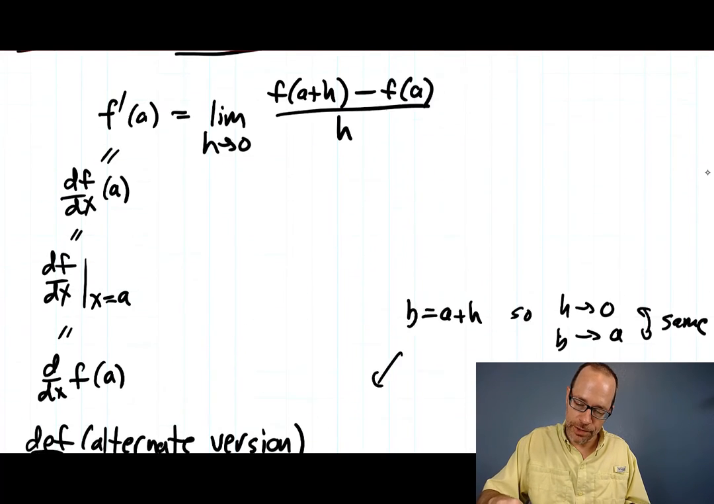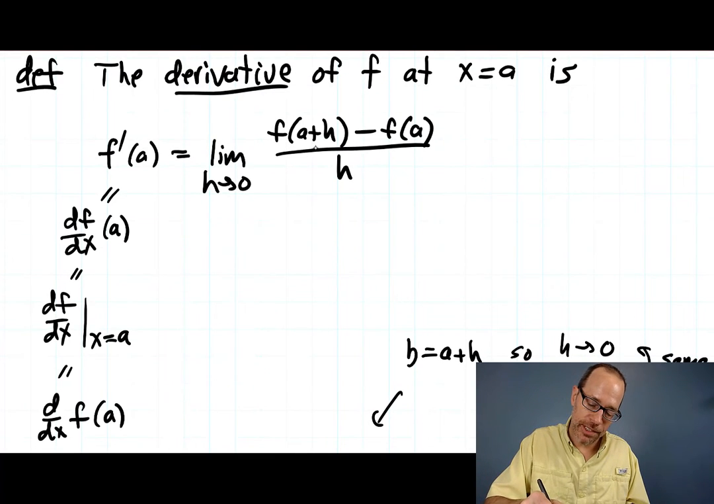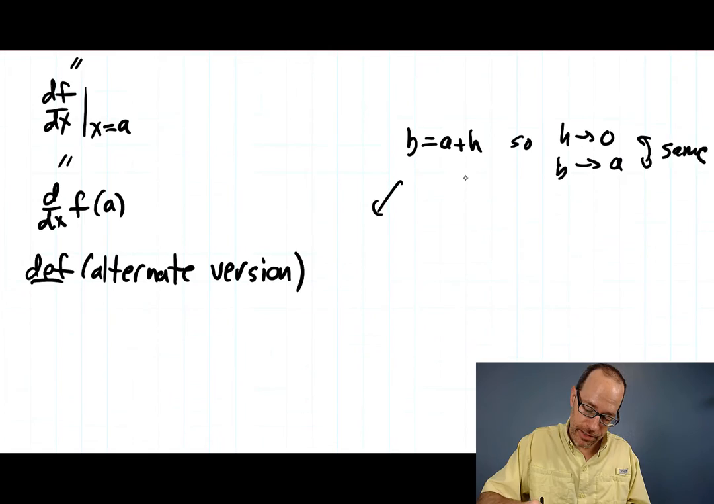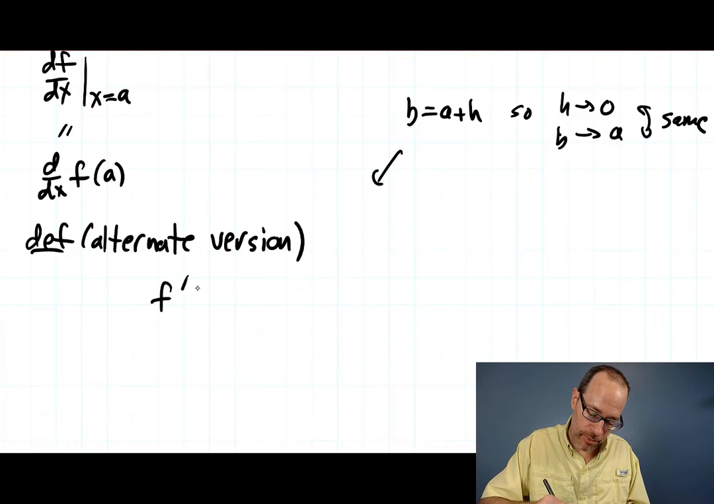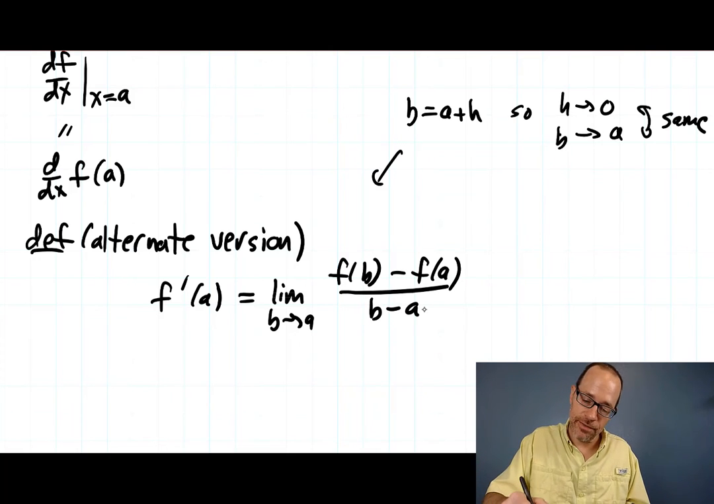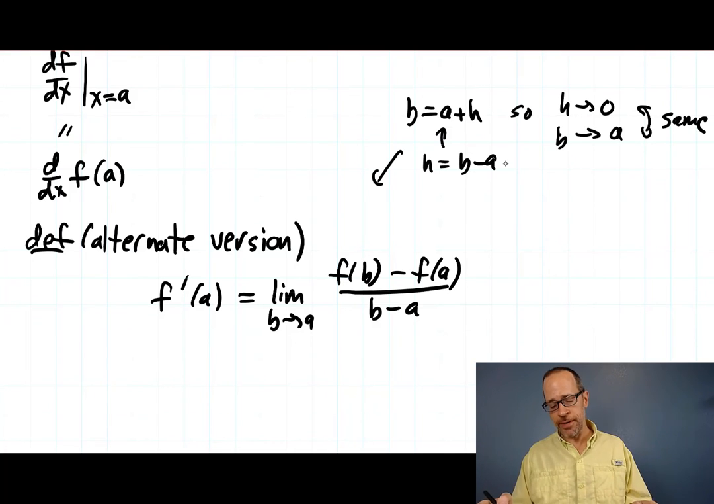And so if you just go back here, this a plus h will be changed into a b, and instead of saying h goes to 0, you'll say b is going to a. So you can also write it this way. f prime at a is the limit as b goes to a of f of b minus f of a all over b minus a, because if you check here, that's the same as saying h is b minus a. All right? So you can do it that way as well.